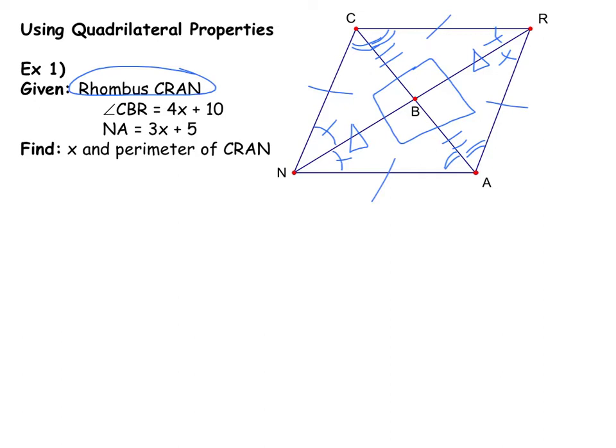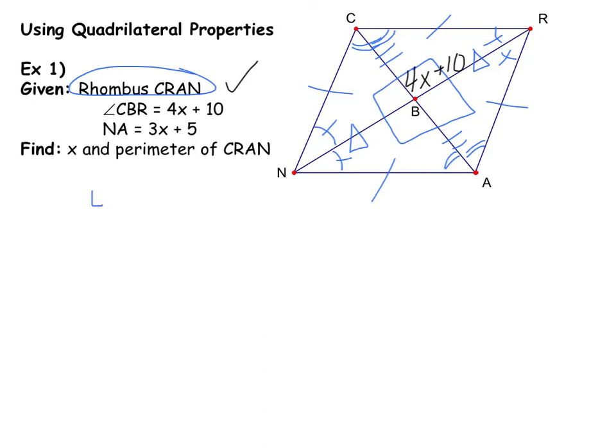Okay, so now this problem is going to be easy. Why? Since we reacted to the given, now when we put the information in the algebra, equations jump out. Look at that. I wrote down one thing and I already know an equation. Angle CBR is 4x plus 10, but it's also 90 degrees because the diagonals of a rhombus intersect each other perpendicularly. Alright, so that's nice. So now I have an equation.